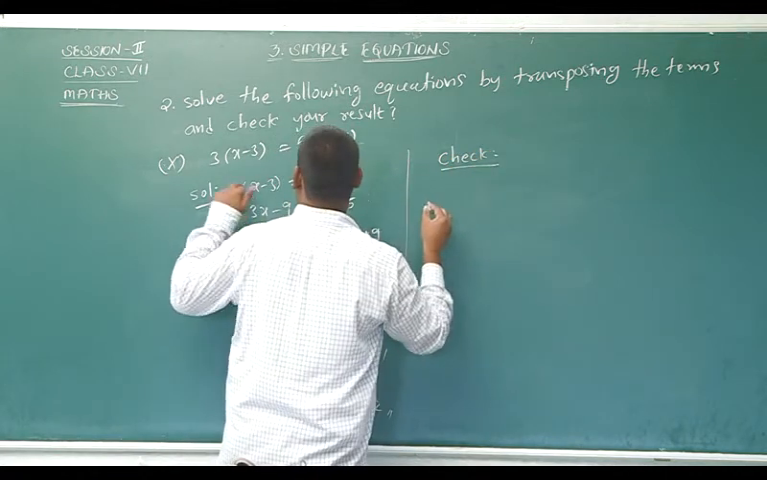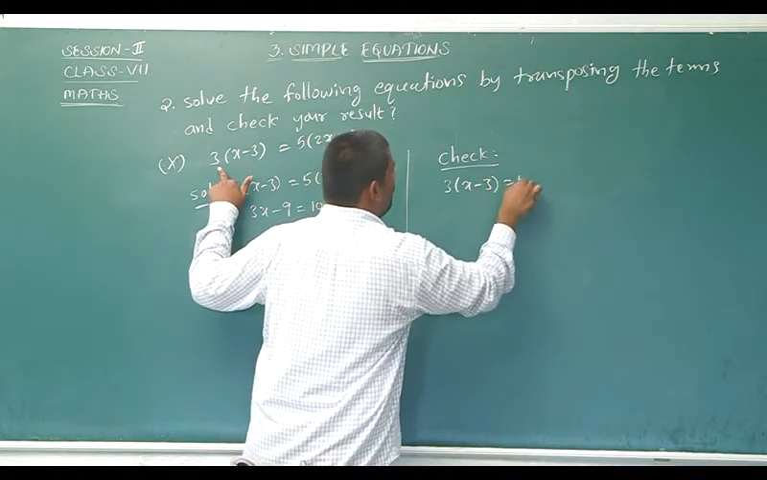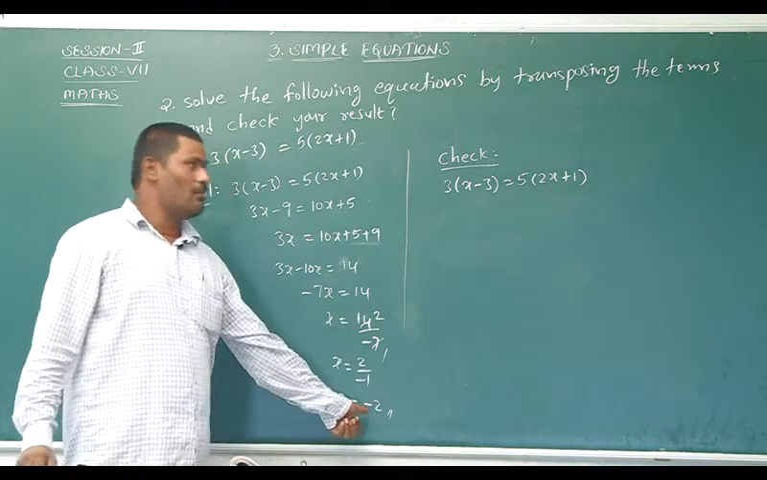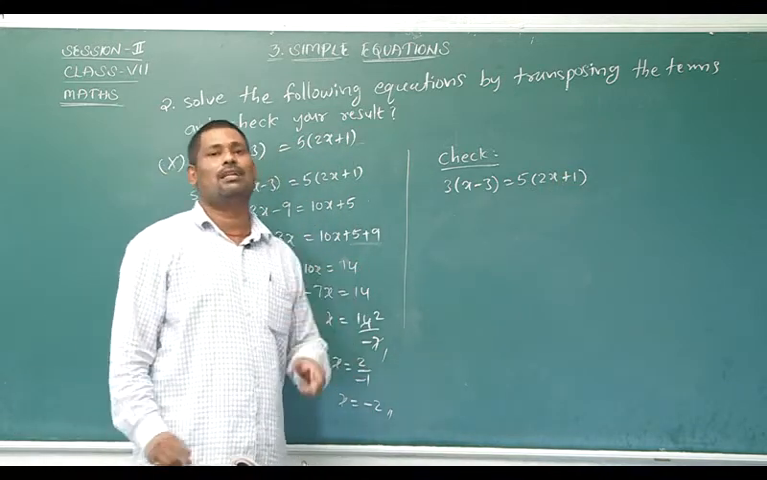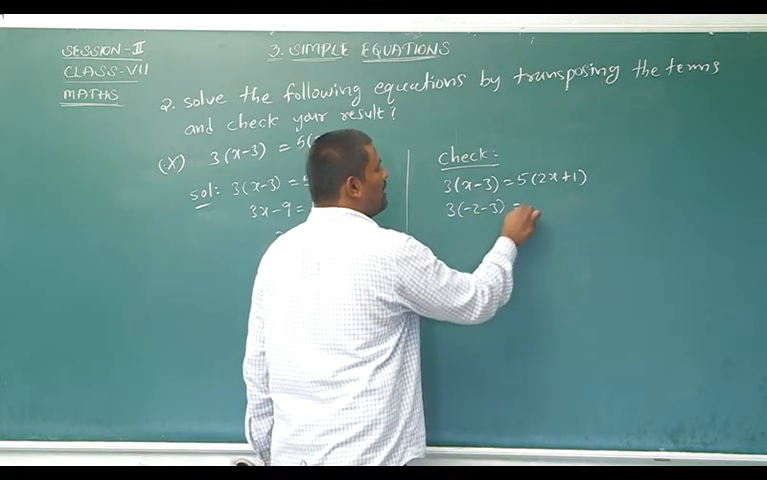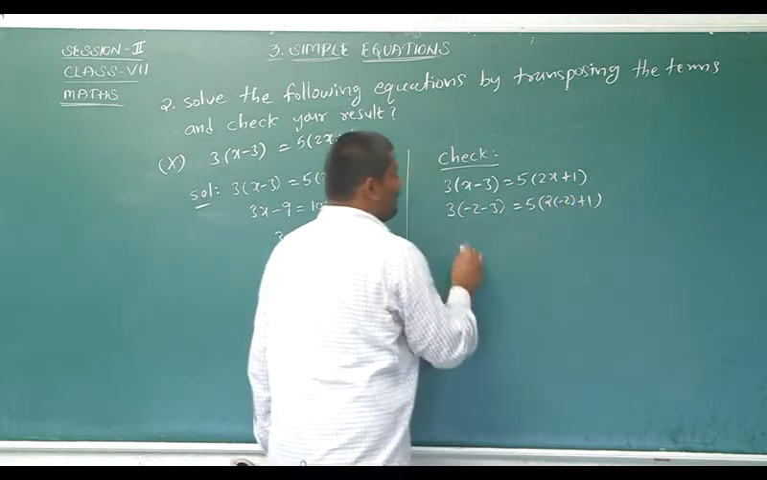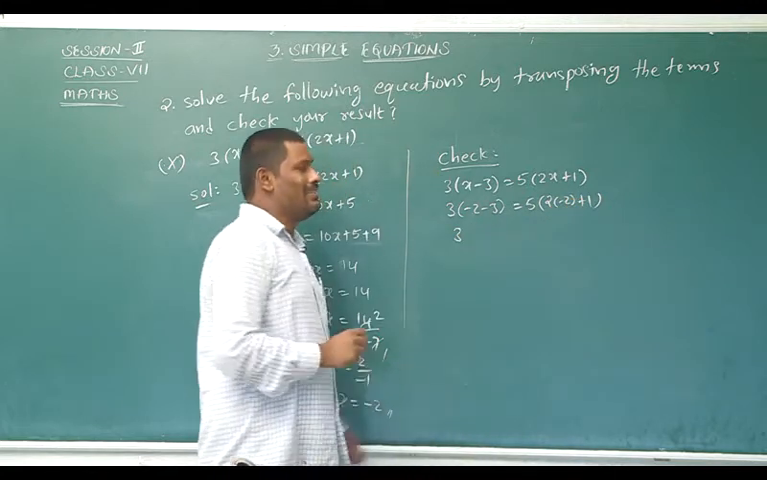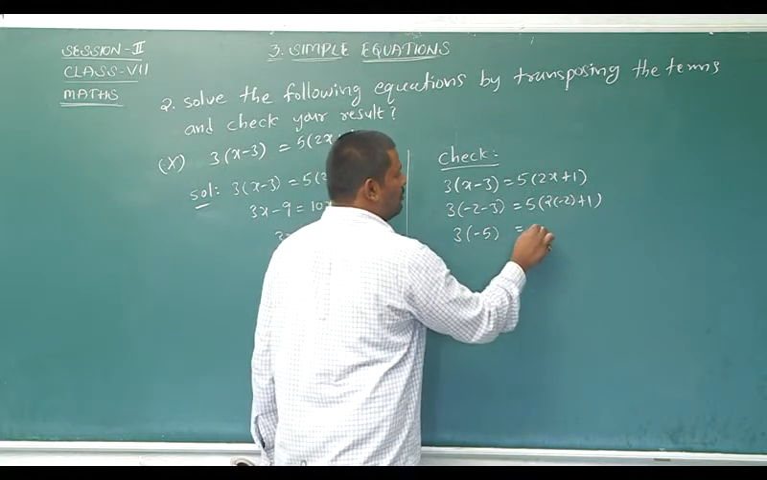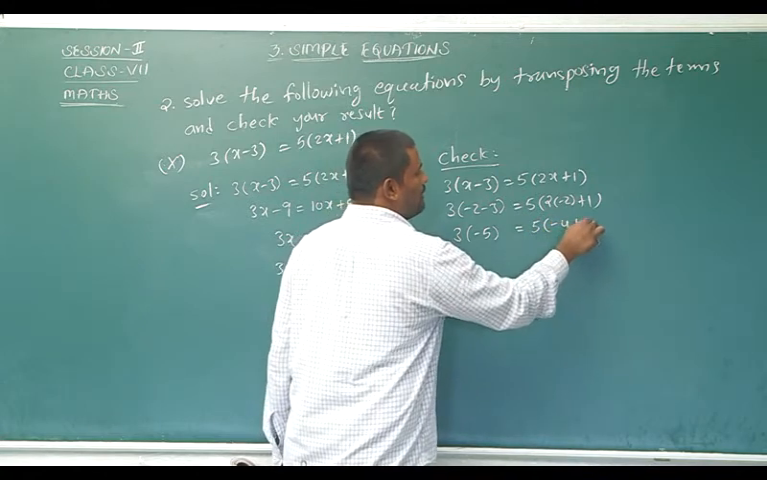Look here, in the given equation I will substitute 3 of x minus 3 equals 5 of 2x plus 1 here. So x equals minus 2. Where x is there, I need to substitute minus 2. 3 of minus 2 minus 3 equals 5 of 2 of minus 2 plus 1 here. So 3 of minus 2 minus 3, they have the same sign, we do add here. So I get minus 5, that is equal to 5 of 2 into minus 2, I get minus 4 and plus 1 here.